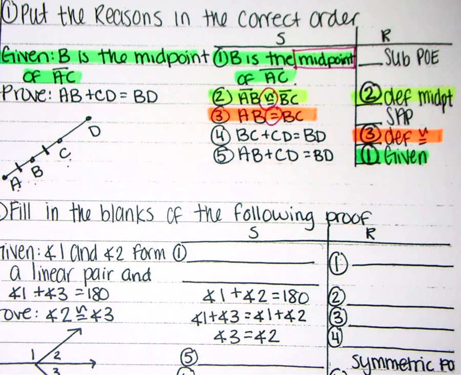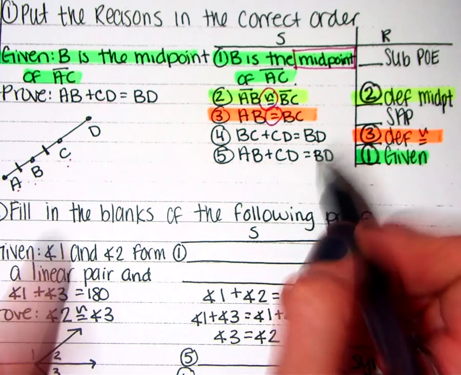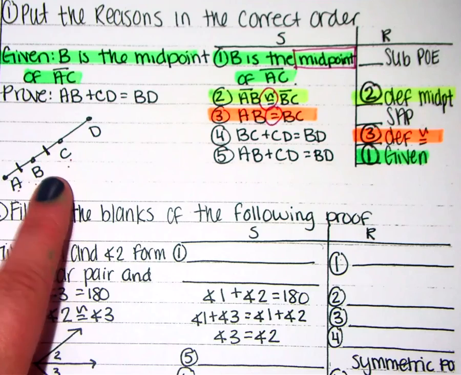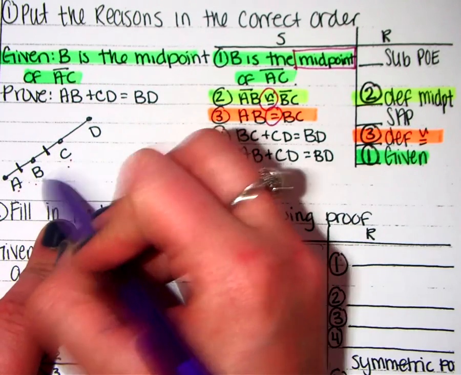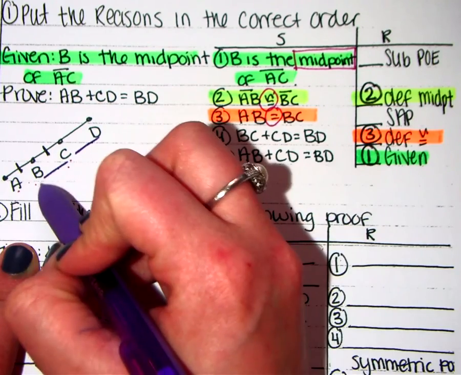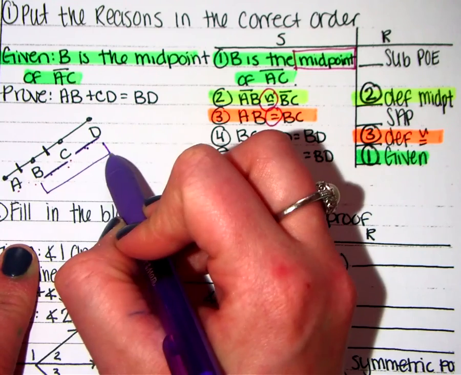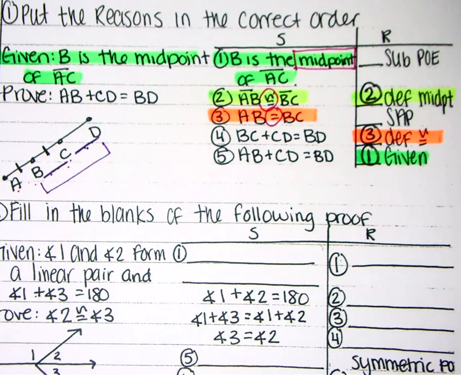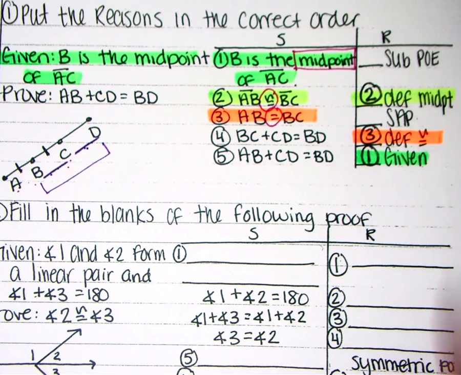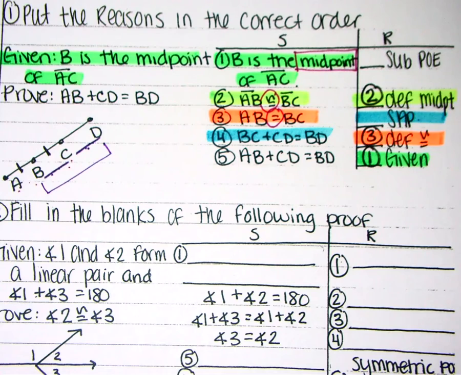Looking at step 4, we notice that we're adding some segments together. So let's look at our picture to help us. It says segment BC plus CD equals BD. Well, I'm adding two segments together to equal the big segment. That is segment addition postulate, or SAP. So step 4 is SAP, segment addition postulate.